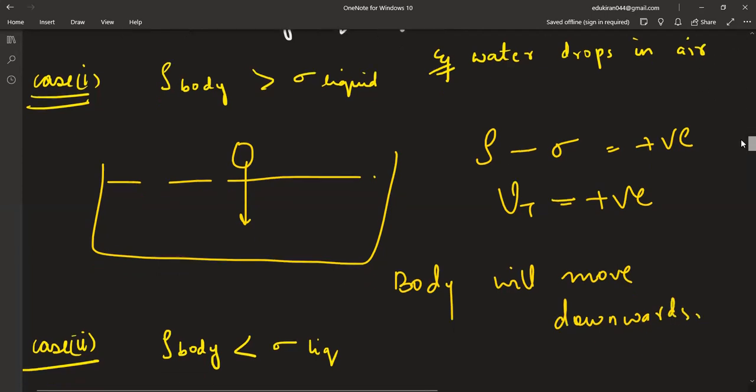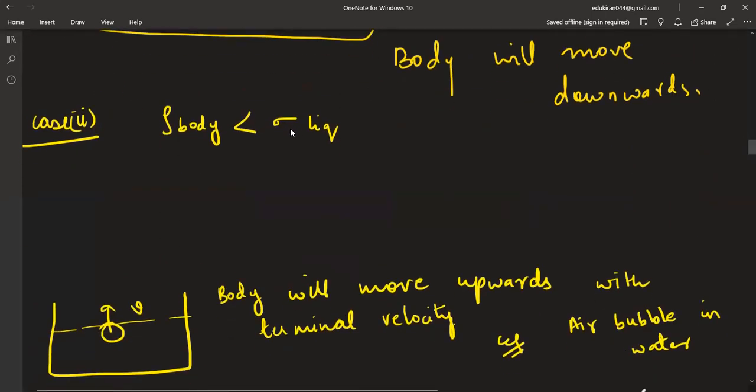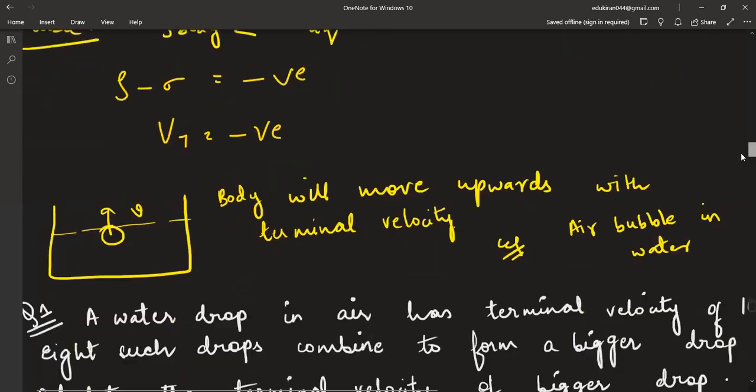downwards. Then, if sigma is greater than rho, the term rho minus sigma is like 1 minus 2, it will always be minus 1, or 1 minus 3, it will always be minus 2, because the subtracted term is greater. So when the density of the liquid is greater, this will be negative. So your terminal velocity will be negative, and the body will move upwards with the negative terminal velocity.